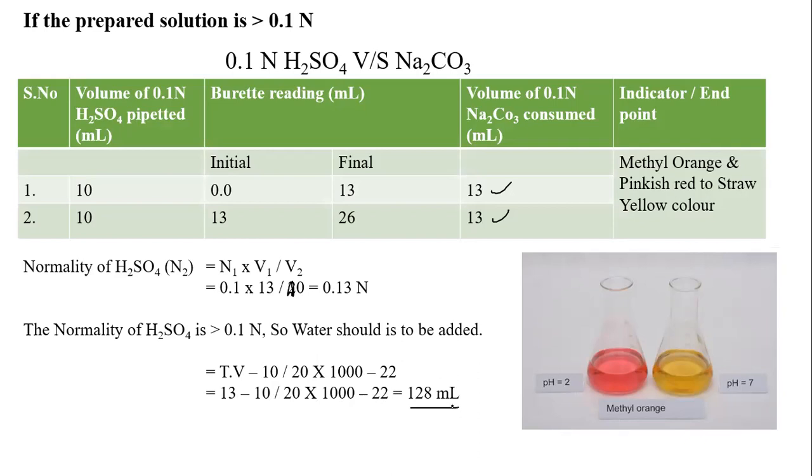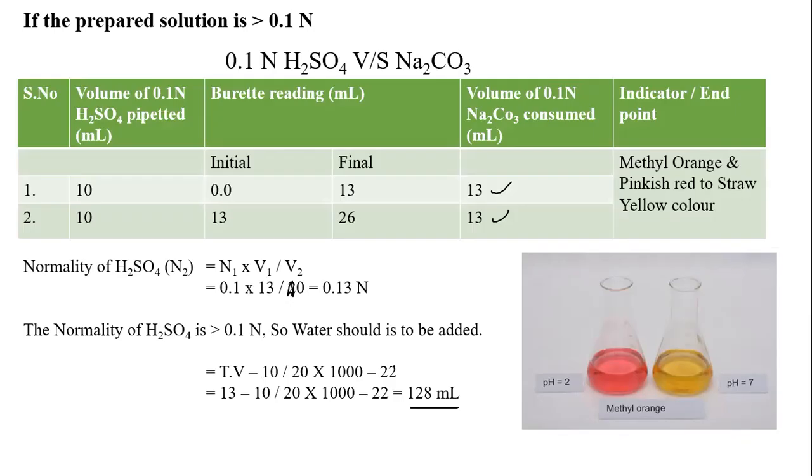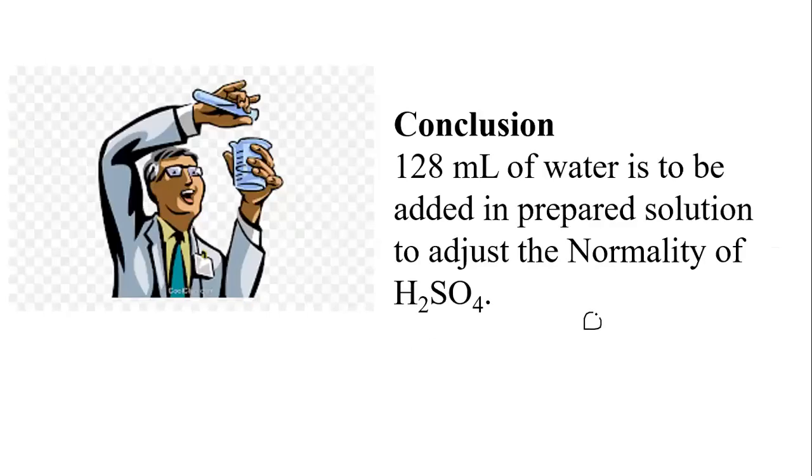So here the conclusion is that we should add 128 ml of water to adjust the normality of H2SO4. The normality here we get is 0.13 normal, right? But to bring this 0.13 normal into 0.1 normal, we have to add 128 ml of distilled water.